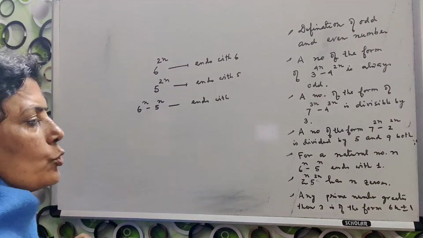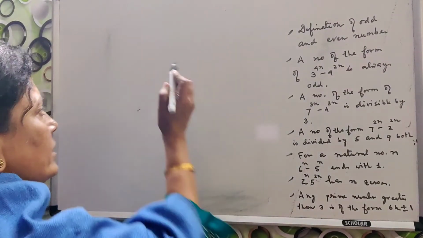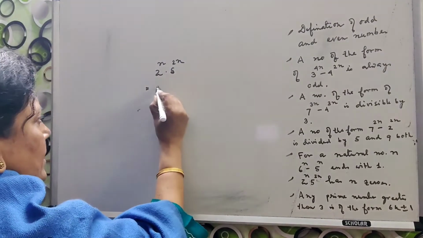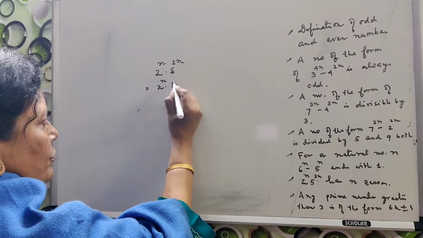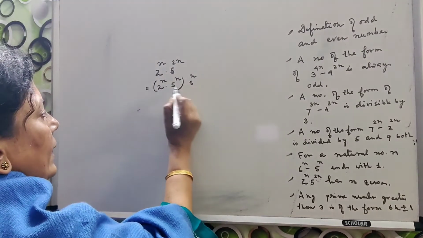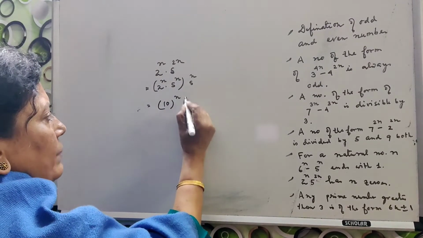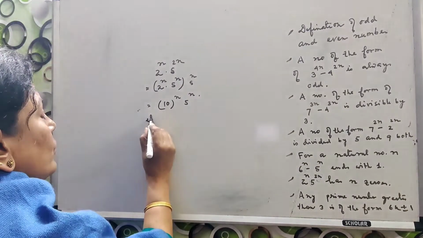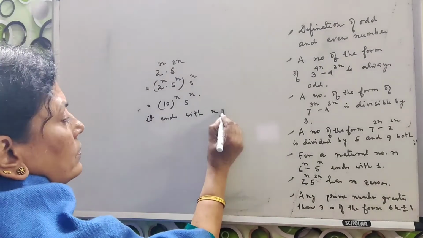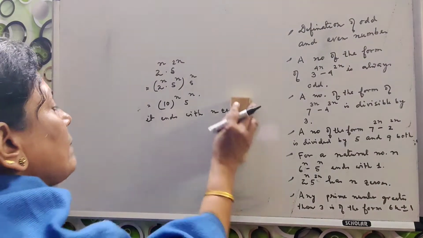Okay. Next, 2 to the power n into 5 to the power 2n: how many zeros does it have? 2 to the power n into 5 to the power 2n, we can write in this form: 2 to the power n into 5 to the power n into 5 to the power n. Now 2 to the power n and 5 to the power n, we can write as 10 to the power n, into 5 to the power n. So it ends with n zeros.